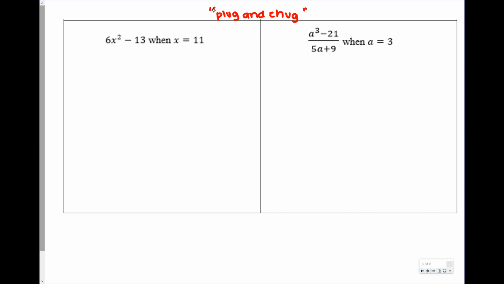So the first one, 6x squared minus 13. You have to use parentheses.